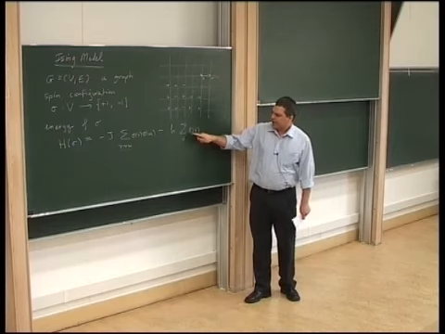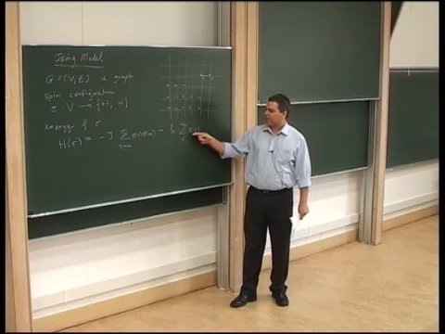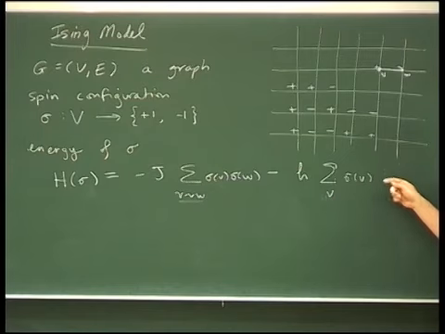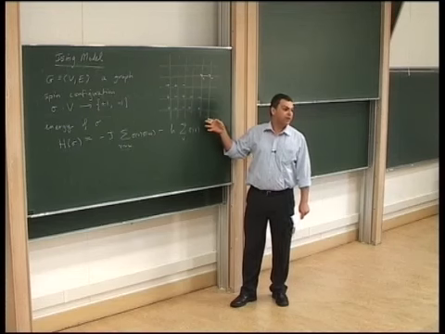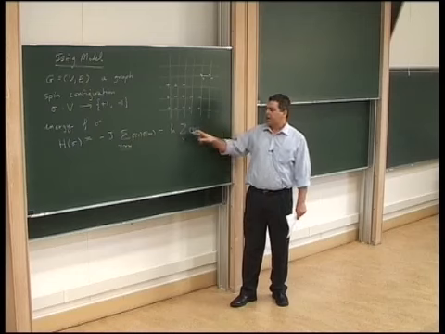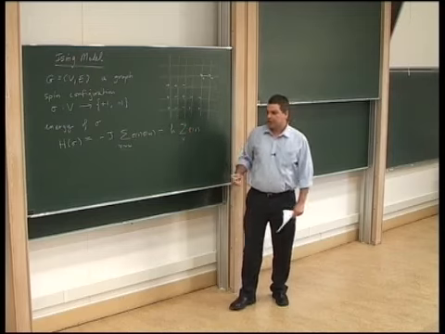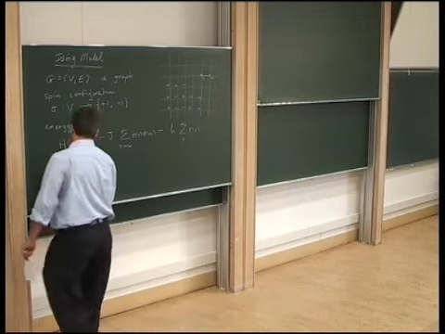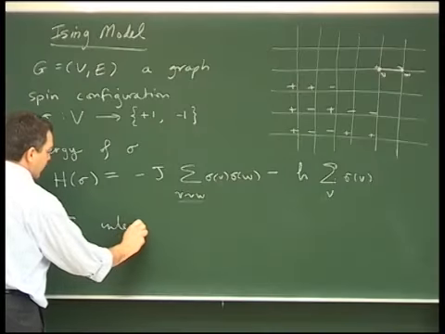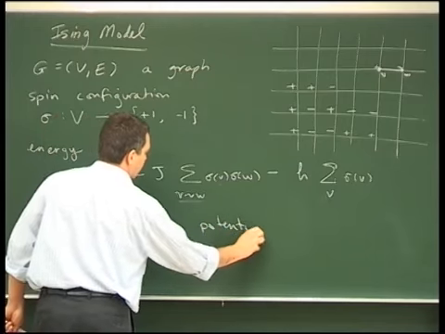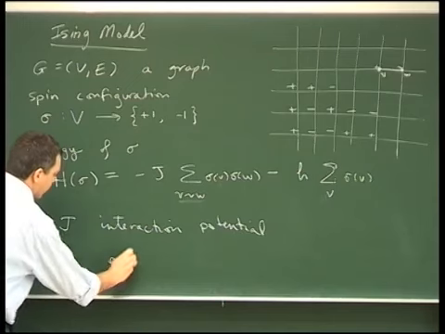This term here doesn't involve any interaction between vertices. It just looks at every vertex in turn, and it counts up the total number of plus spins minus the total number of negative spins. So it's just counting the bias between how many spins are in the plus direction and how many spins are in the minus direction. And this parameter here is a measure of the strength of an external magnetic field. So this J is an interaction potential, and H is an external field.